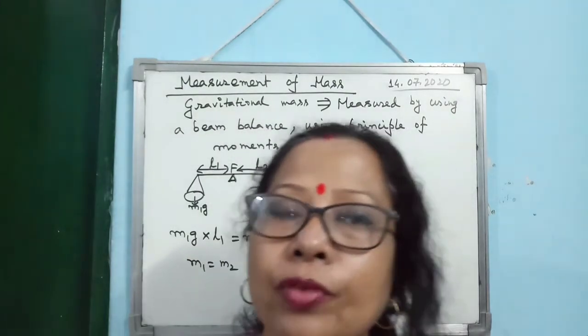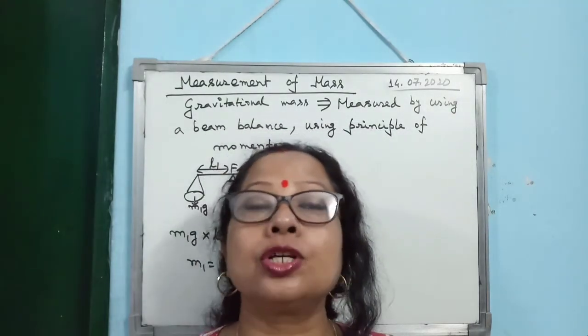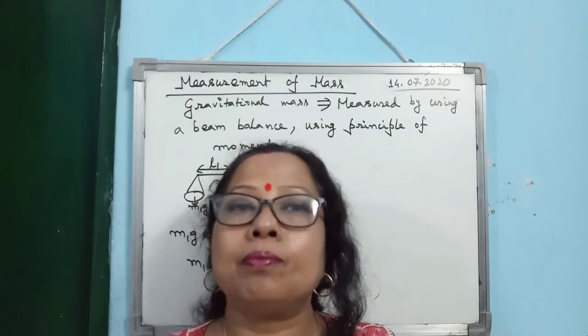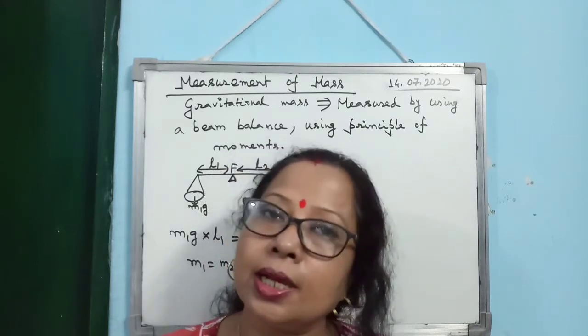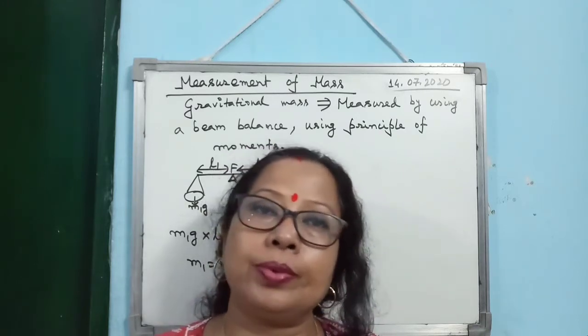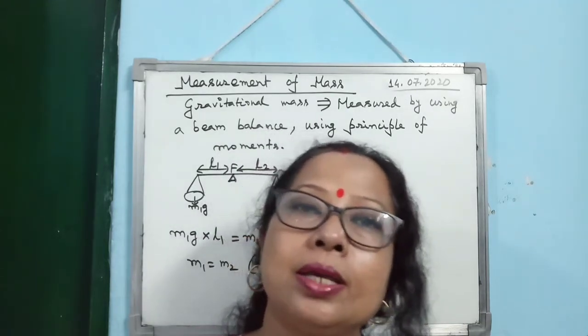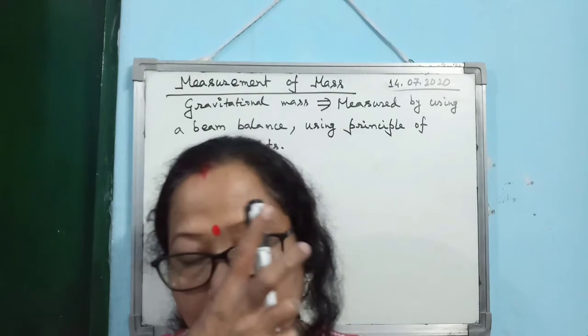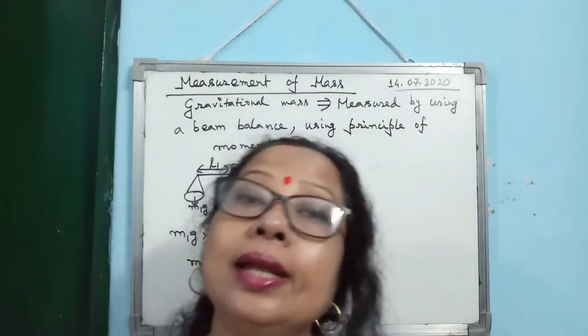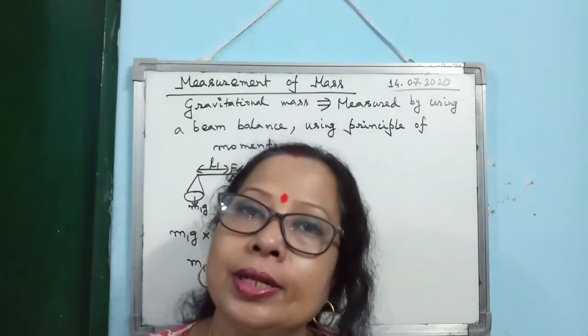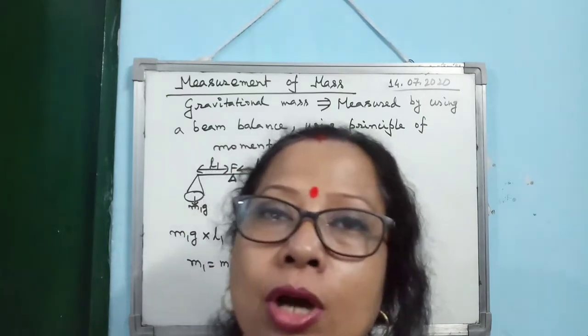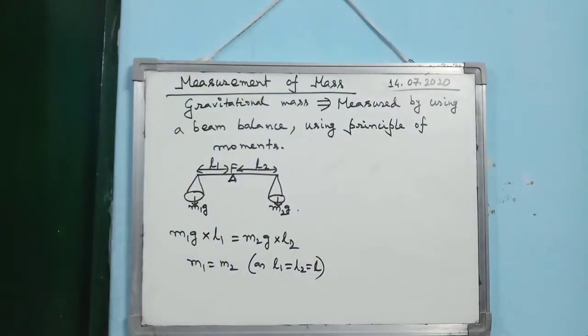So this is the way you can measure the mass of the same body. When you measure the mass by using the concept of inertia, it is known as inertial mass. When you measure the mass of the body by using the principle of moment, it is known as the gravitational mass. So that's all about the measurement of mass.